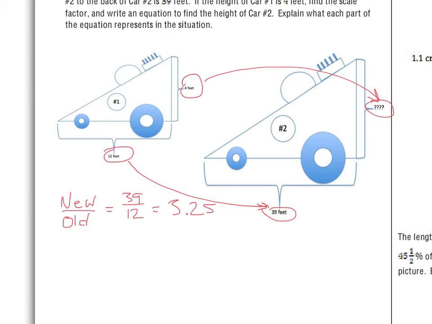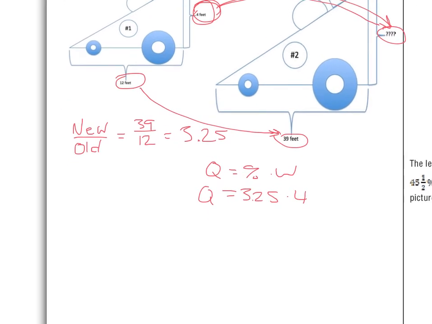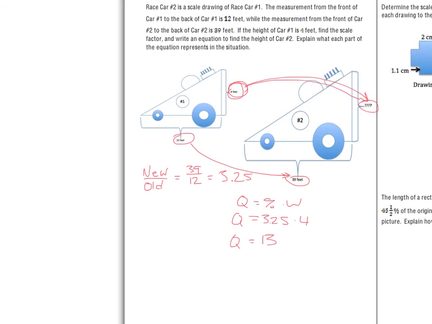Now we can use that to find out what our new value is. Q is equal to percent times whole, which is going to be 3.25 times our whole, which is 4. And when we calculate that out, we should get 13. So that would mean the height of our car is 13.